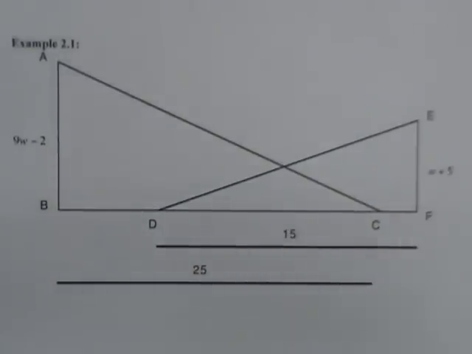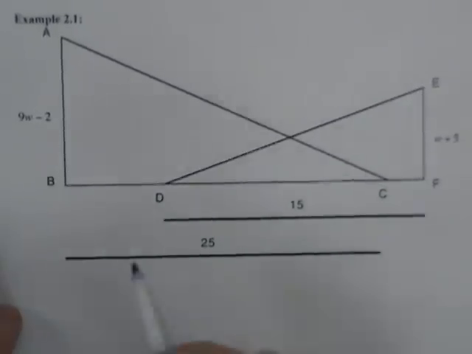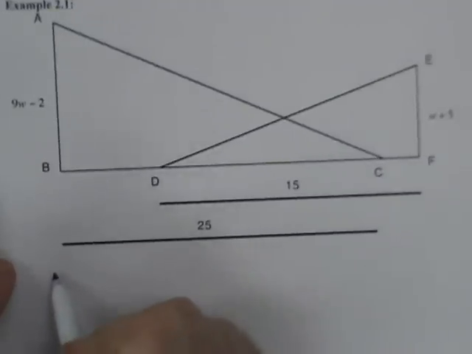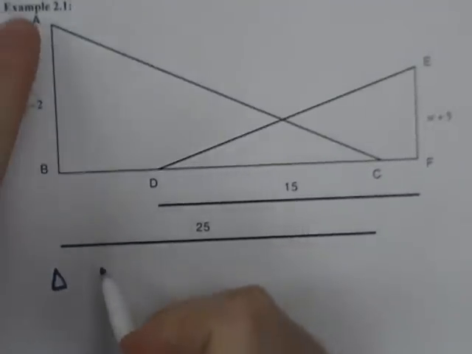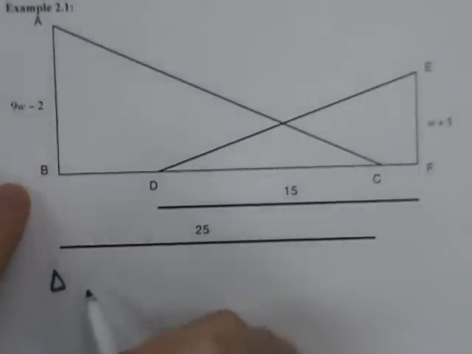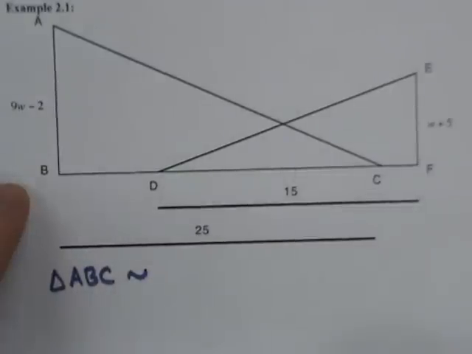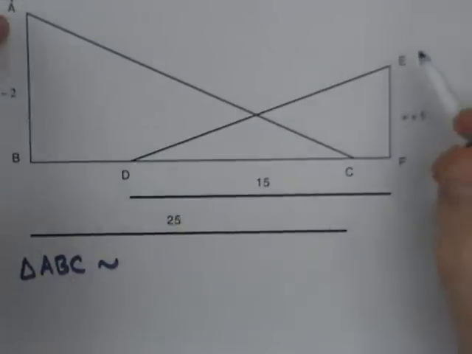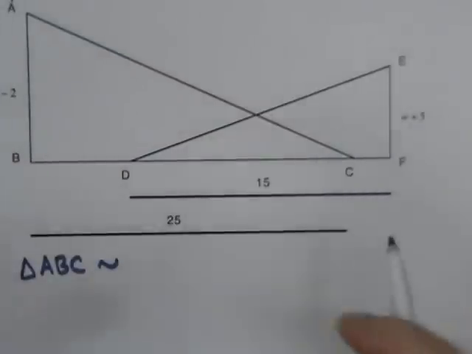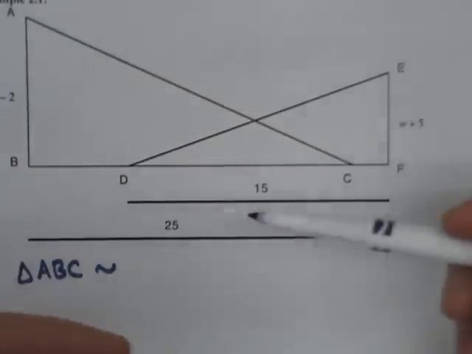As we move to the second example, we see this great big picture. What you need to do with this type of problem is make sure that you understand that they're similar triangles and set them up as such. First thing I'm going to do is actually write what's similar. I'm going to say triangle ABC similar to triangle.